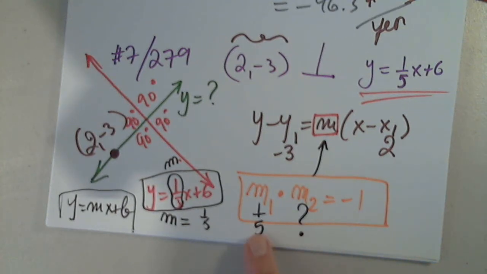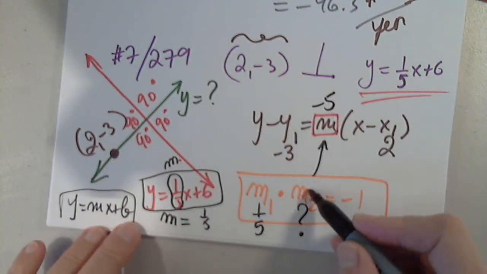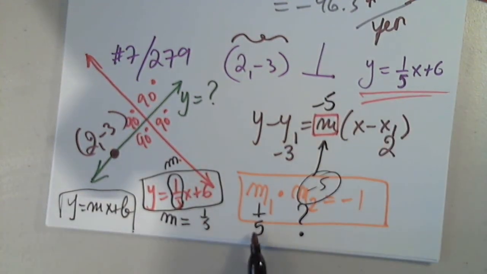So what should I multiply 1/5 by to get -1? -5. Thank you very much. There is no other way. Only 1/5 times -5 will equal -1. And now I have everything I need to determine the equation of the green line.